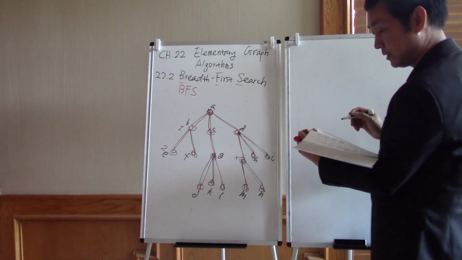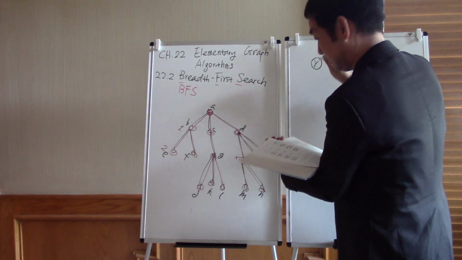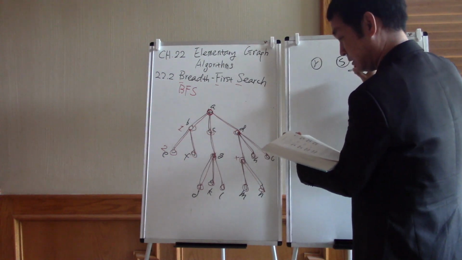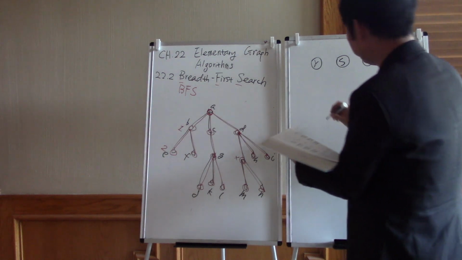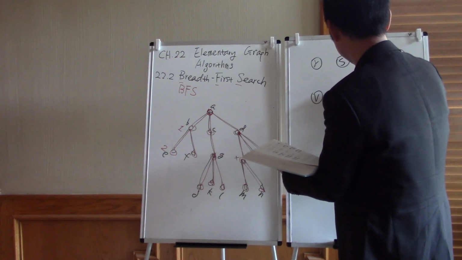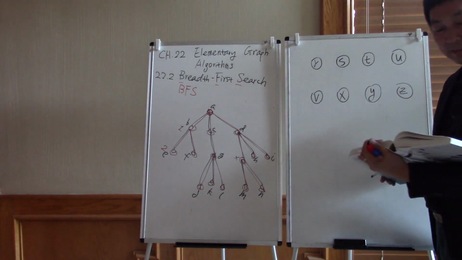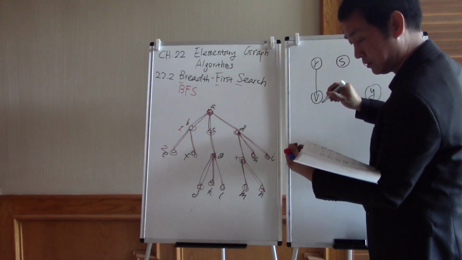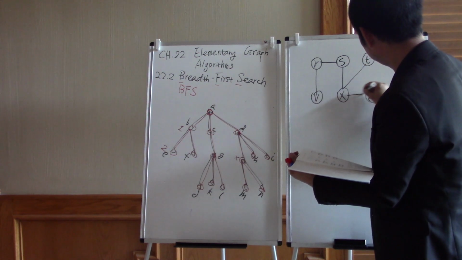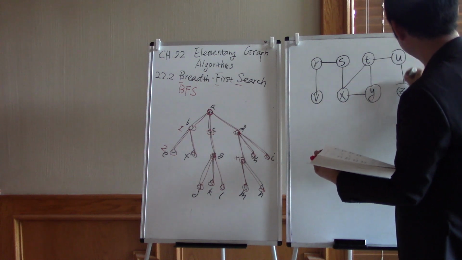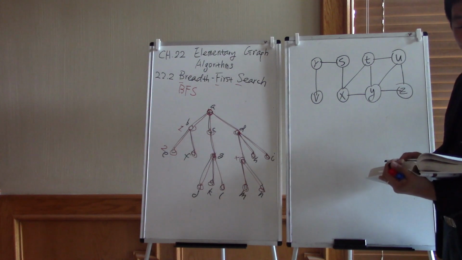Say that we have a graph with 8 nodes. Node R, node S, node T, and node U. And also node V, node X, node Y, and node Z. Okay, so we have a graph with 8 nodes. And this is how they are connected. So this is the graph. It's an undirected graph. All right.